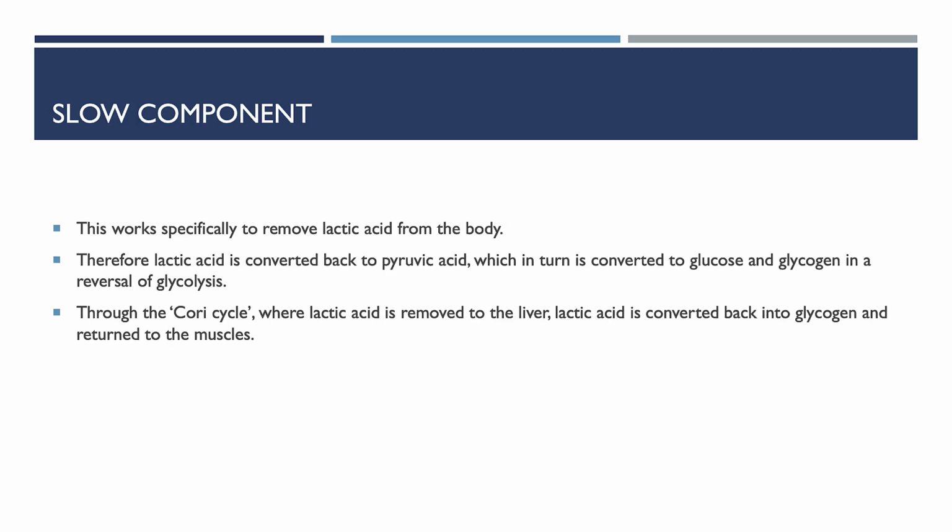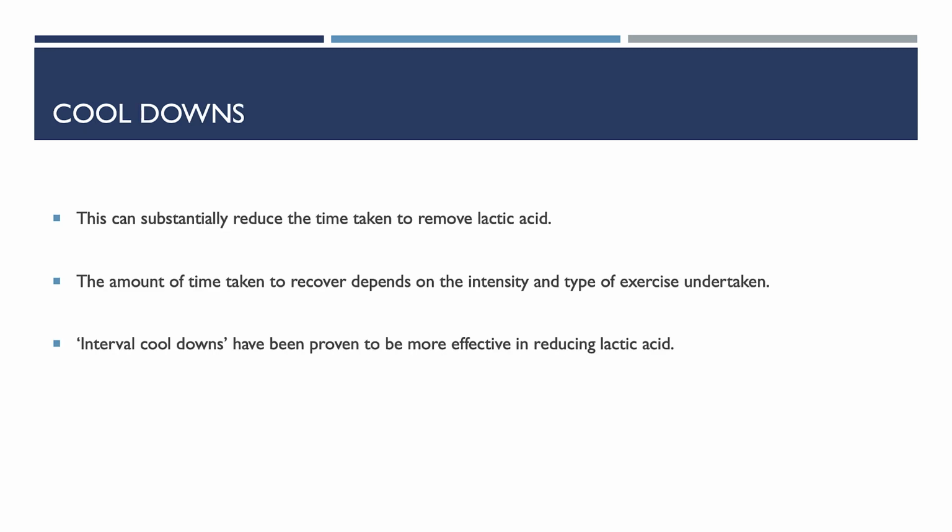The slow component works specifically to remove the lactic acid from the body. Therefore, lactic acid is converted back to pyruvic acid, which in turn is converted to glucose and glycogen in the reversal of glycolysis. Through the Cori cycle, lactic acid is removed to the liver, converted back to glycogen and returned to the muscles.